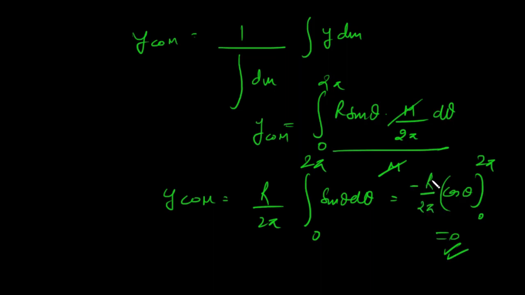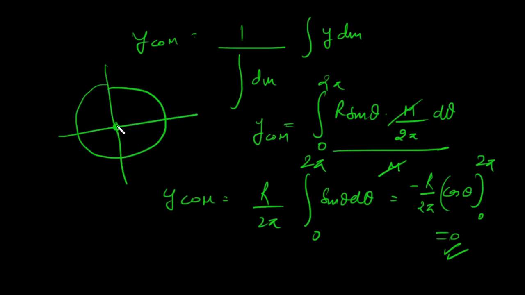This is minus r by 2 pi times cos theta, and this is 0. So we found out that the center of mass for a circular wire was at its origin. Alright. 0, 0. This is what I am trying to tell you. Since there are two coordinates, center of mass comes out to be 0, 0.